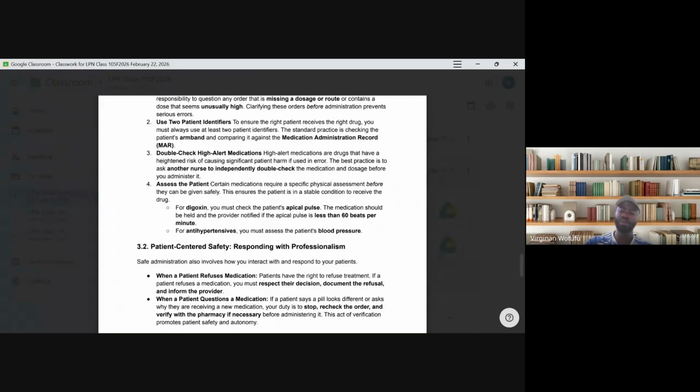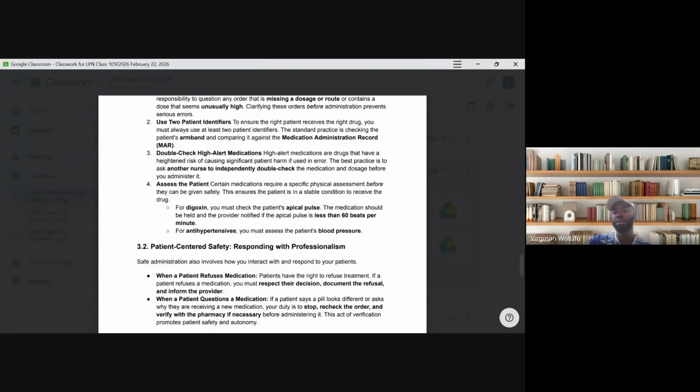First, you have to respect the patient's autonomy. The patient has the right to refuse or deny treatment. So what do you do? You respect the patient's autonomy, you document the refusal, and then you inform the provider. In that order: you respect, you document, and you inform.